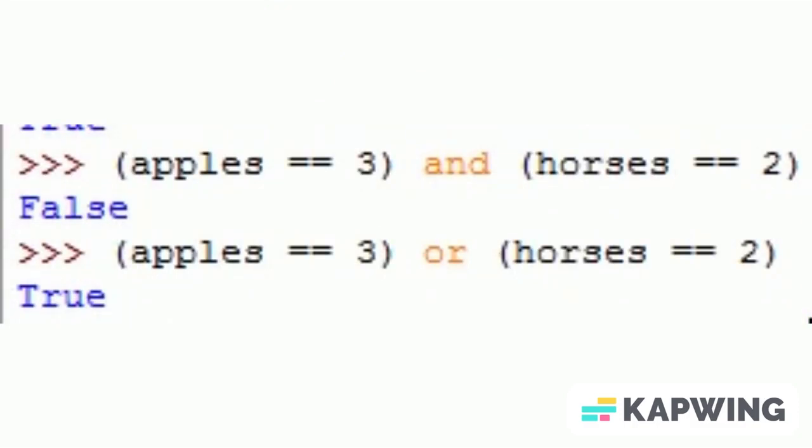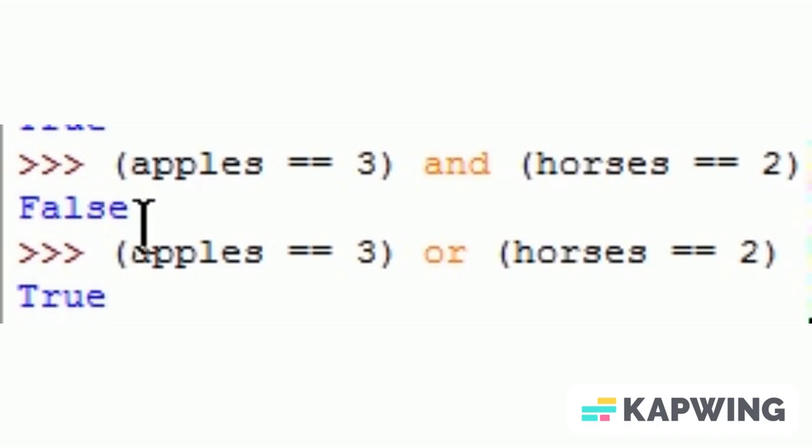You can use and, or to combine more than one comparison. If you use and, both parts of the comparison must be correct for the statement to be True. If you use or, only one part needs to be correct. I wrote two examples here.